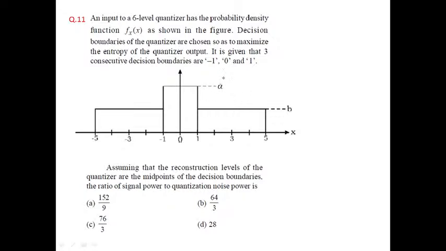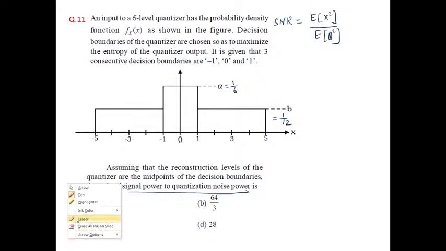Now coming to the next part of the question. We know that A is equal to 1 by 6 and B is equal to 1 by 12. Assuming that the reconstruction levels of the quantizer are the midpoints of the decision boundaries, it asks for the ratio of the signal power to quantization noise power, or the SNR, which is simply equal to E[X square] divided by E[Q square]. So let's calculate E[X square] first. How will you calculate E[X square]?